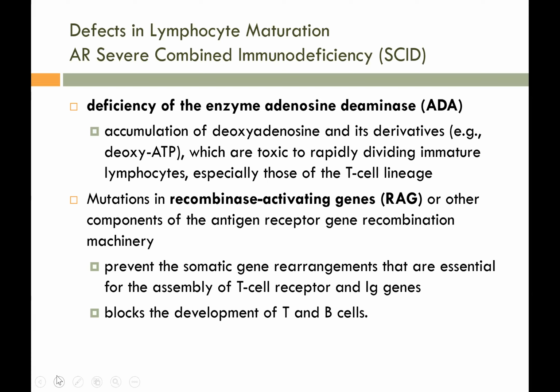The mechanism is not entirely clear. It has been proposed that the deficiency of the enzyme leads to accumulation of deoxyadenosine and its derivatives, which are toxic to rapidly dividing immature lymphocytes, especially those of the T cell lineage. Okay.